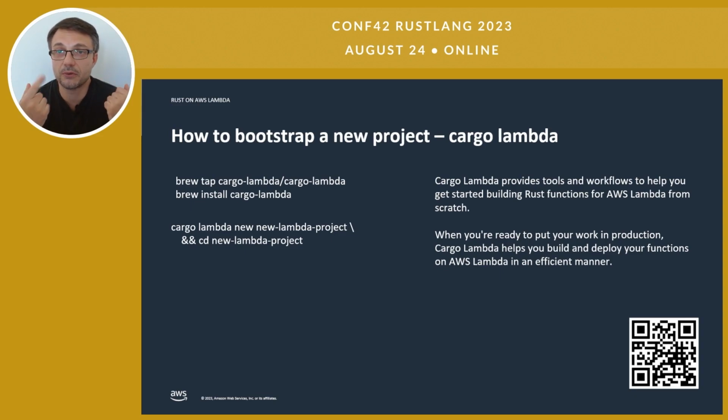because in Lambda, we have two different CPU options. You can run your functions in x86 or an ARM architecture. And with Cargo Lambda, you can easily build for both of those architectures. Again, here you can find a link to Cargo Lambda. If you scan this QR code, it will navigate you to the site, and there you will have quite great documentation on how to use this tool.